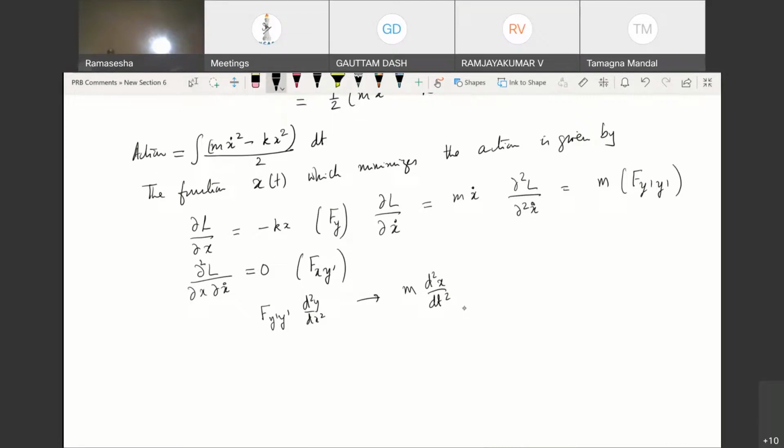So I tell you f of x y prime is equal to 0. This is f of y prime, so that I have already taken. So what I have are the non-zero terms, and then f of y, which is not zero.